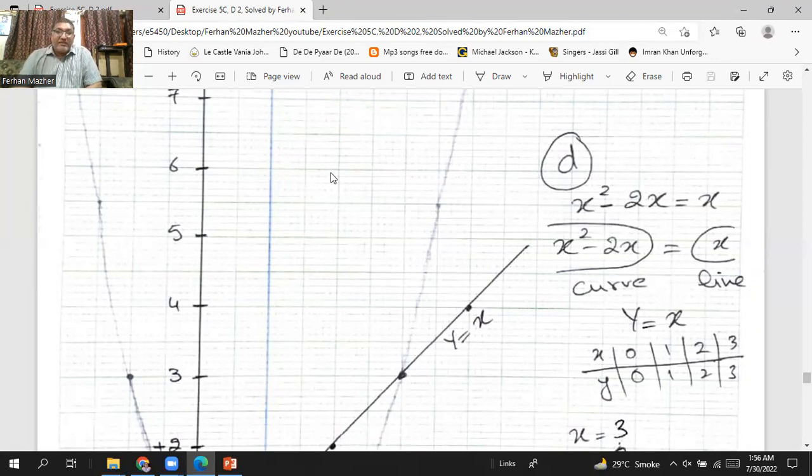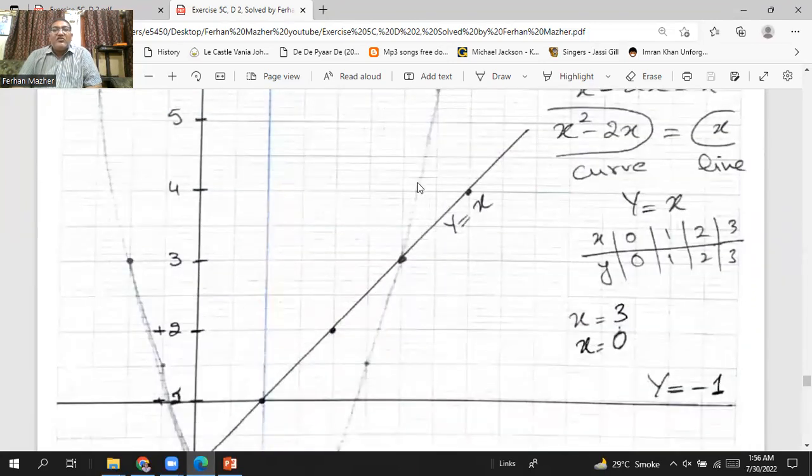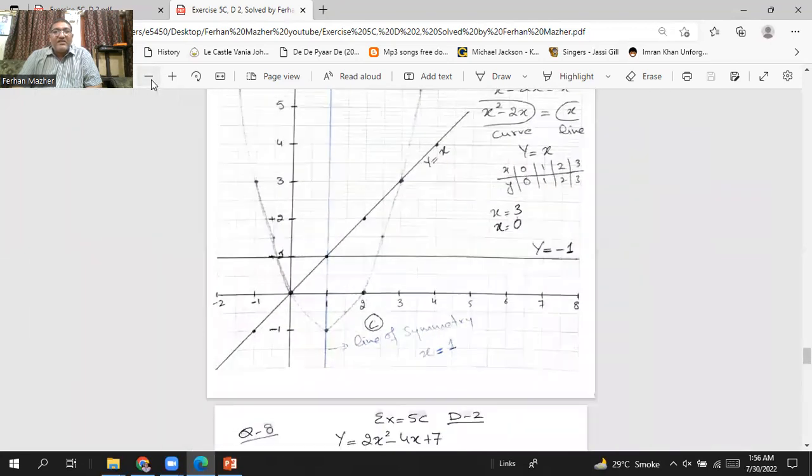So I will make a table, and I will take some values of the x. At 0, y value will be 0. At 1, y value will be 1. At 2, you will have y value 2. At 3, you will have y value 3. So this is how you will do this. This is question number 7. Then I will plot those points here at (0, 0), (1, 1), (2, 2), (3, 3). Then I will join these dots with each other. So this is the line.